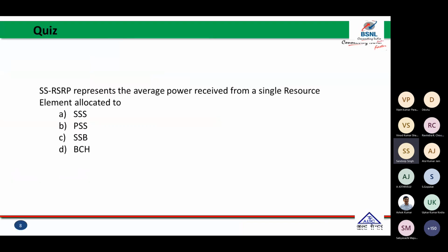Should we move to the quiz? One or two quiz questions for this section. SS-RSRP: what does it represent, the average power received from the single resource element allocated to which of these? Secondary synchronization signal, primary synchronization signal, SSB synchronization signal block, or broadcasting.